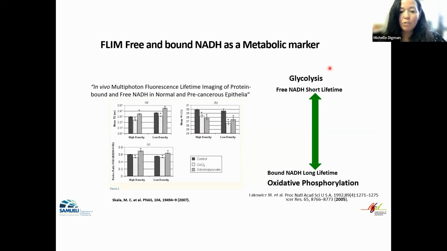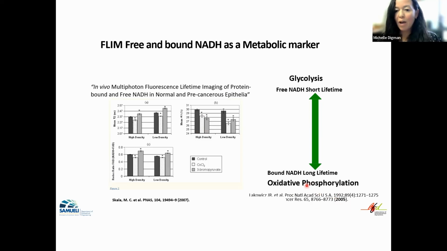So one thing that we do know is that if free NADH goes up, that means that you have a lot more glycolysis happening in your cells. If you have more bound NADH, which gives you a very long fluorescence lifetime, we will have more oxphos.